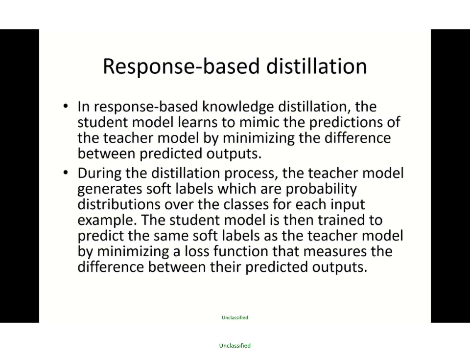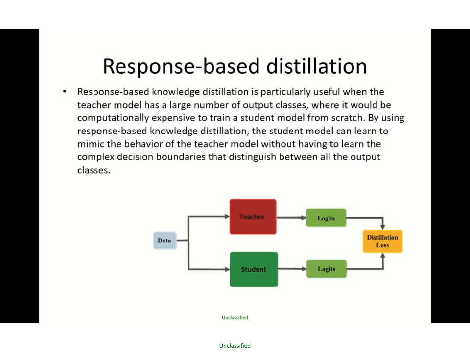Response-based distillation. In response-based knowledge distillation, the student model learns to mimic the predictions of the teacher model by minimizing the difference between predicted outputs of both the teacher model and the student model. During the distillation process, the teacher model generates soft labels, which are probability distributions over the classes for each input example. The student model is then trained to predict the same soft labels as the teacher model, but here we introduce a loss function that tries to measure the difference between the predicted outputs.